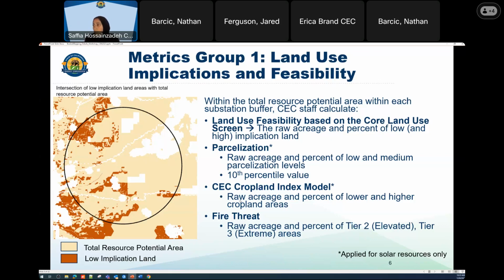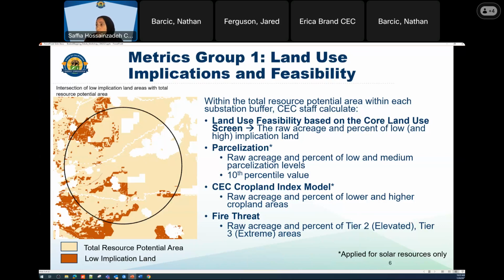And then cropland and fire threat are the 2 other factors we look at in this category, in this metrics group. So we report out on the total acreage of both high and low cropland value in the area, and also fire threats tiers 2 and 3, and also the sum of both of those, just to give the total area of potential constraints from these factors.